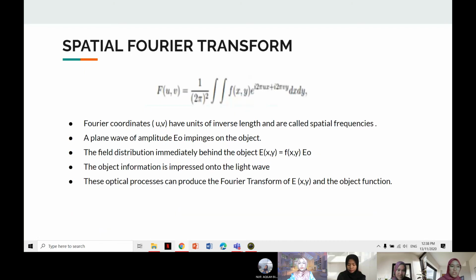Okay, next, spatial Fourier transform. So this is the formula. The Fourier coordinates u, v have units of inverse length and are called spatial frequencies. Next, a plane wave of amplitude E naught impinges on the object. The field distribution immediately behind the object, E(x,y), is equal to f(x,y) times E naught. The object information is impressed onto the light wave. Lastly, these optical processes can produce the Fourier transform of E(x,y), the object function.